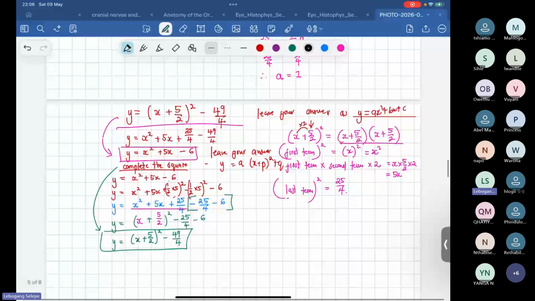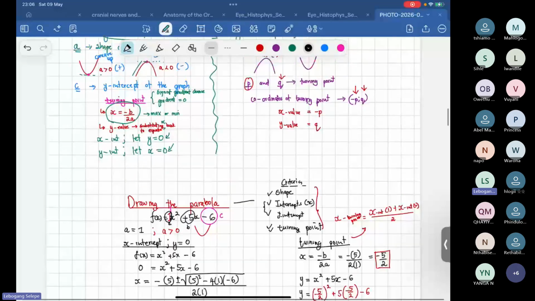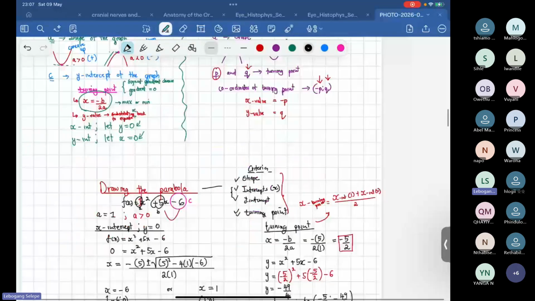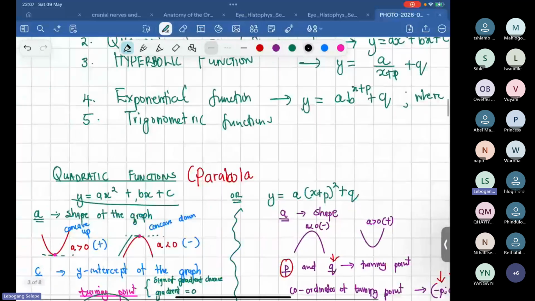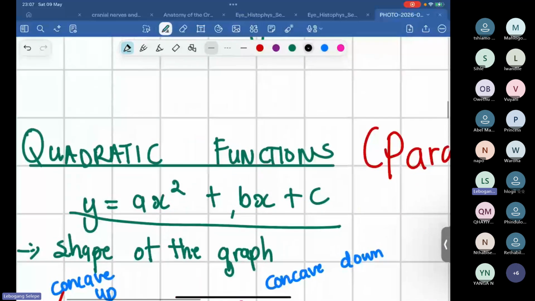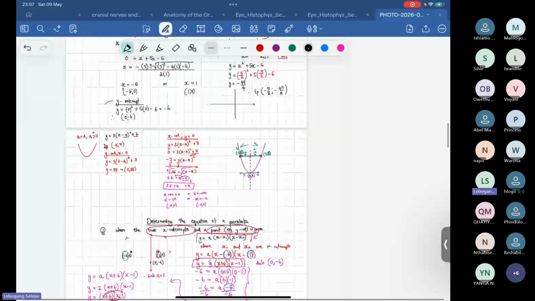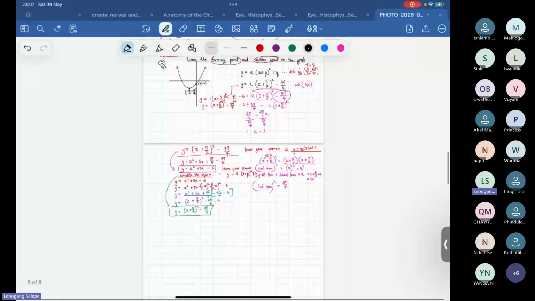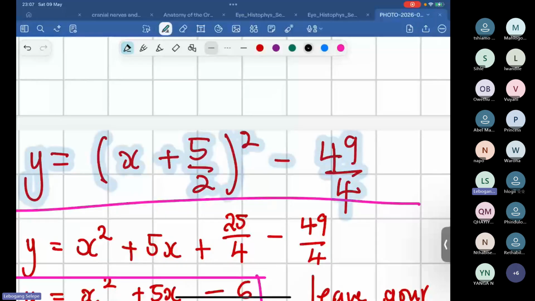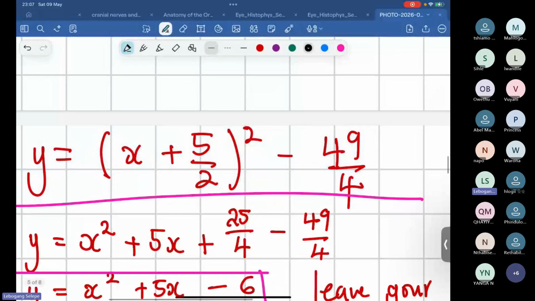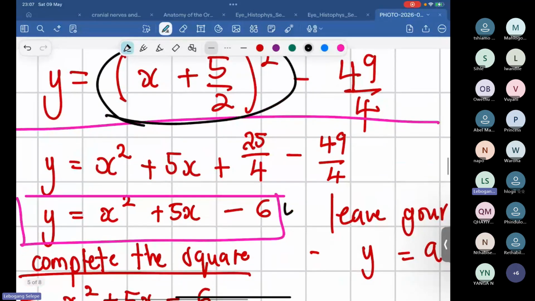Then lastly, I was talking about the fact that since there are 2 forms in which a parabola exists, the examiner can ask you to leave your answer in this form, or they can ask you to leave your answer in that form. So if you need to leave your answer in this form, you just need to simplify things. To show an example, as I had already said, for example, here we had our answer as y is equal to (x plus 5) squared minus 49 over 4. So I can still expand this to simplify into that form, which is what we did here, until we got to this form.